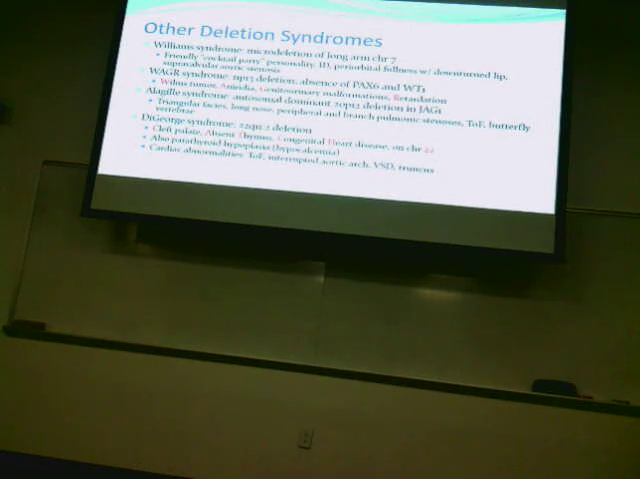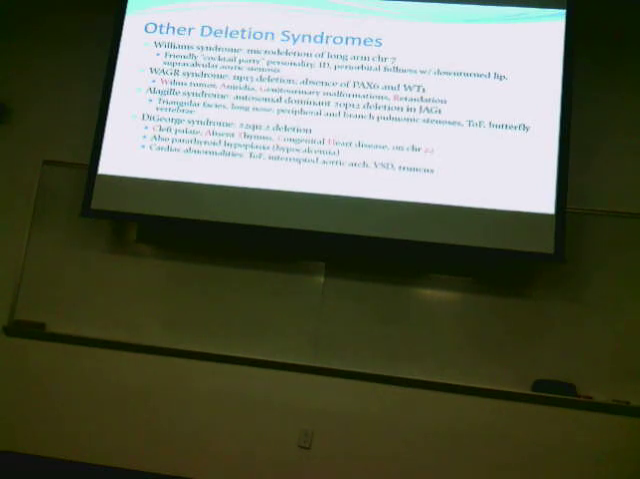WAGR syndrome is an 11p13 deletion with those genes being affected. WAGR stands for Wilms tumor and aniridia, so they have the lack of the iris, or the lack of color in their eyes, GU malformations, and retardation. Alagille syndrome is autosomal dominant, and this is a deletion in JAG1. They have the triangular facies with a long nose, peripheral branch pulmonic stenoses, tetralogy of Fallot, and butterfly vertebrae are the classic presentation of it.